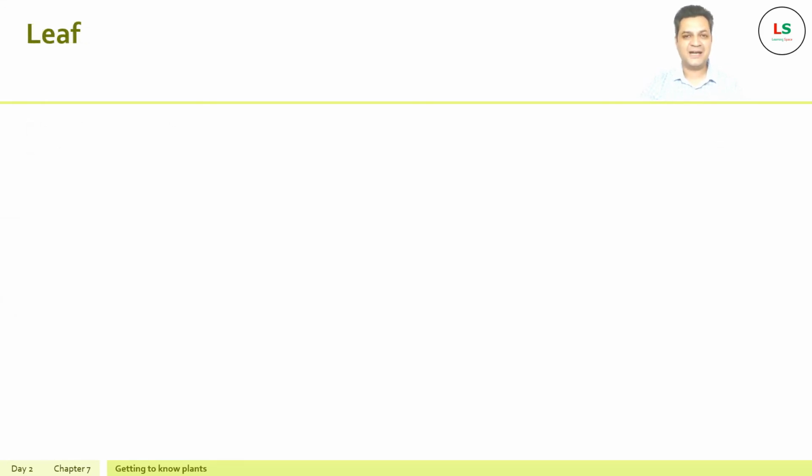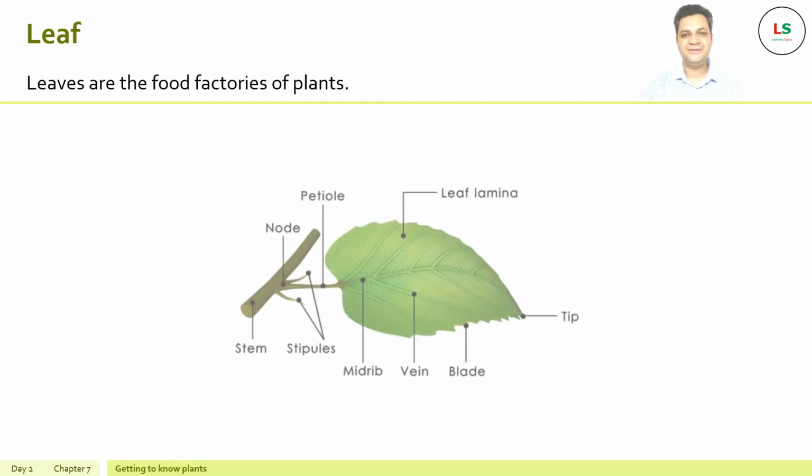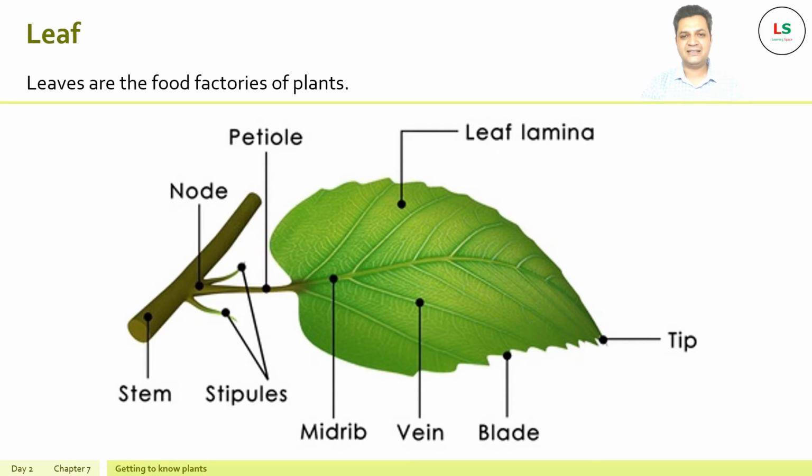The third part of the plant which we are going to discuss is the leaf. Leaves are the food factories of plants. Though they are different from each other, they do have common parts. Let's observe a leaf. So here we have the green and flat portion of the leaf, which is called the leaf lamina or leaf blade. Here we have the tip of the leaf.